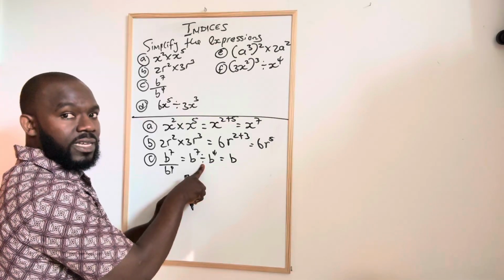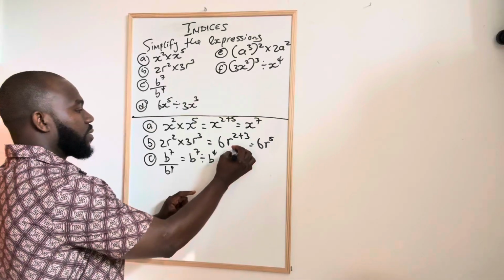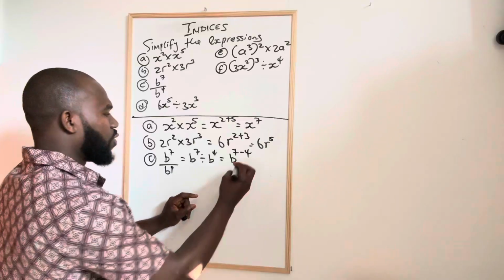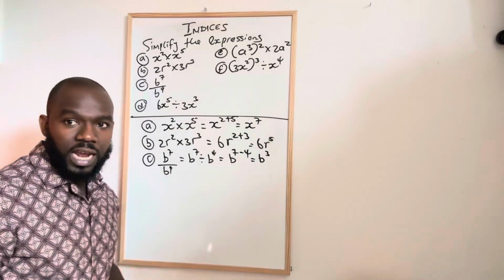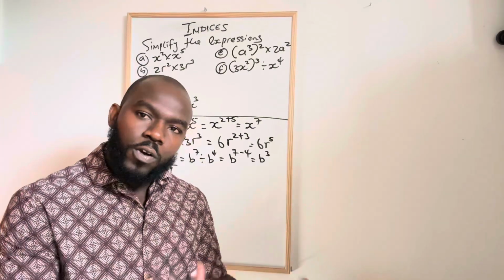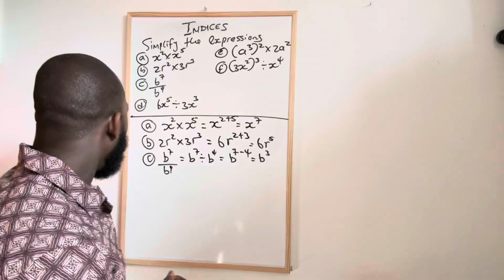Now, because we are dividing, we will subtract. We're going to minus. So here becomes 7 minus 4, because we are dividing. So automatically our answer becomes b raised to the power of 3. And how did we get 3? 7 minus 4. It is as simple as that. Follow the laws, follow the rules, you get your answer correctly. Let's go to question D.